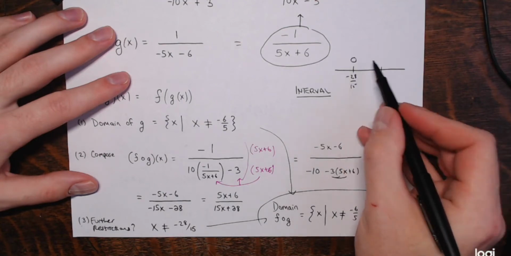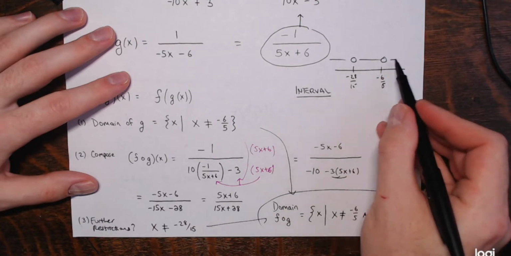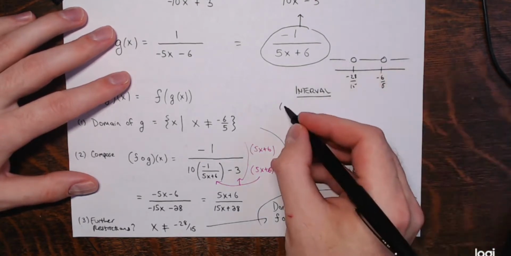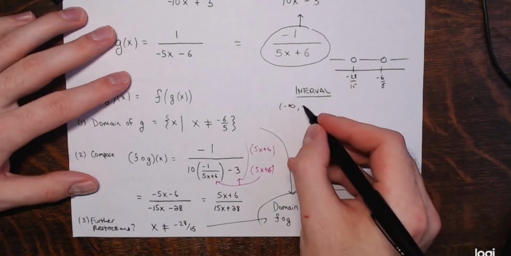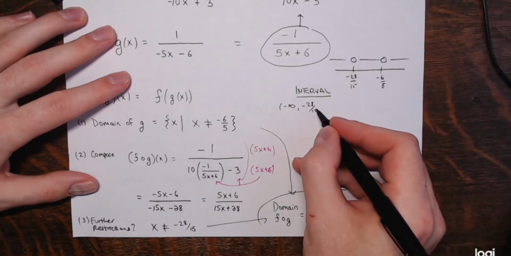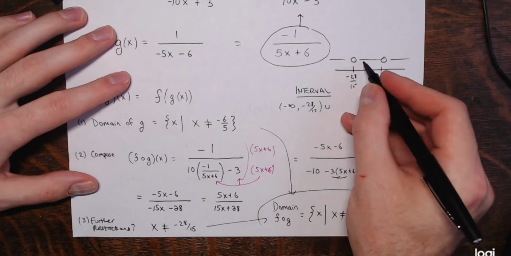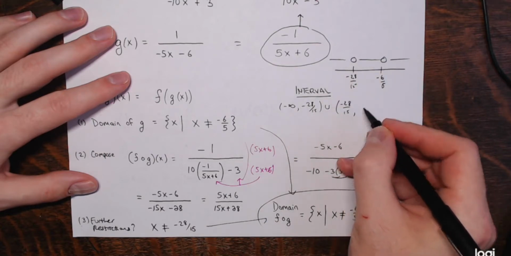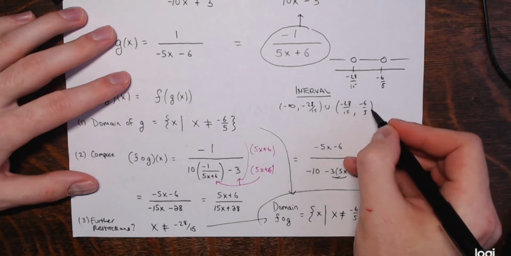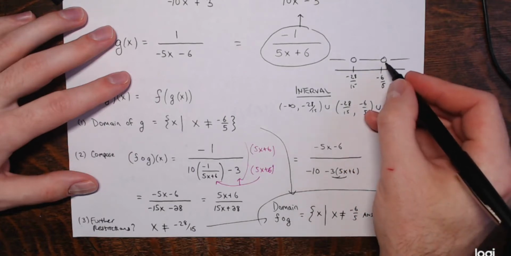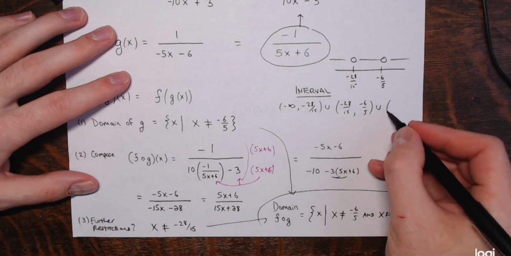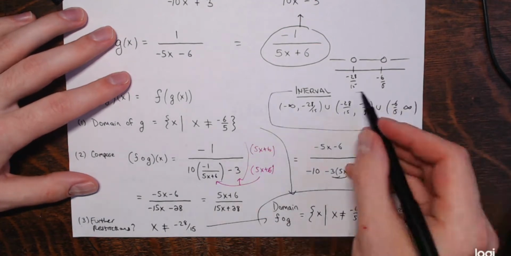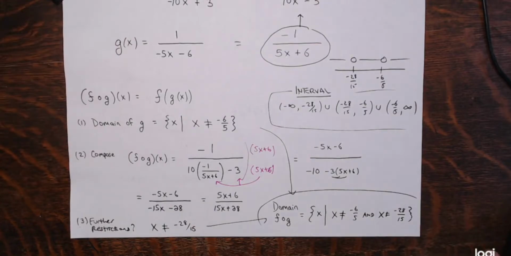And neither of these are in the domain, but everything else is. Right, everything else is. So we got three intervals here. We got from negative infinity up to negative 28/15 union, right, because there's a break in it. And then from negative 28/15 to negative 6/5, and then another break, another hole, union symbol, and then from negative 6/5 to infinity. This is what they want us to enter, right, in interval notation. And that's what I'll do.